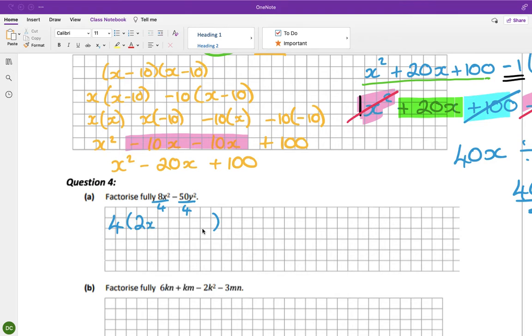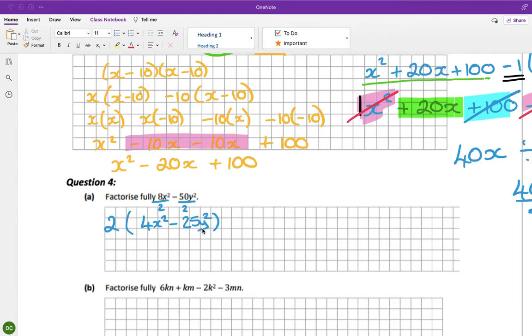That's not going to work. Now, this is interesting, right? Oh, actually, does 50 divided by 4 even work? No, it doesn't. So 4 is not the highest common factor. So it must be 2. 8 divided by 2 is 4x squared, and then the minus, and then 50 divided by 2 is 25y squared.